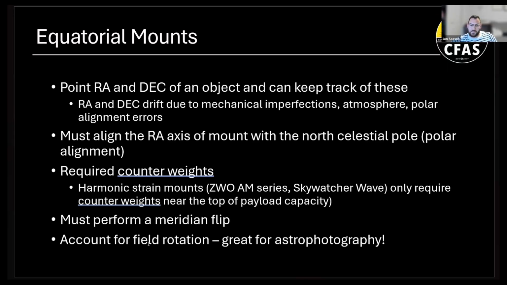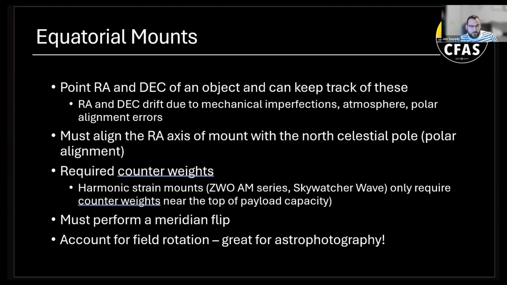And these mounts account for field rotation, right? Which is exactly what we want for astrophotography. So your camera is rotating at the same rate as the object, so you can take long exposures and not worry about them not coming out. All right, questions so far on equatorial mounts or RA and the coordinates or anything? All right.